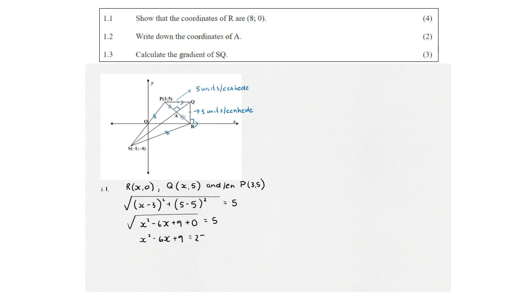And since this is a quadratic equation, we need to write it in standard form. So we subtract 25 from both sides of the equation. That gives us x squared minus 6x minus 16 equals 0. Then we factorize the left-hand side. That is (x minus 8) multiplied by (x plus 2) equals 0. And then we get two values for x. x is equal to 8 or x is equal to -2. But since R lies on the positive side of the x-axis, the coordinates of R will be 8 and 0.